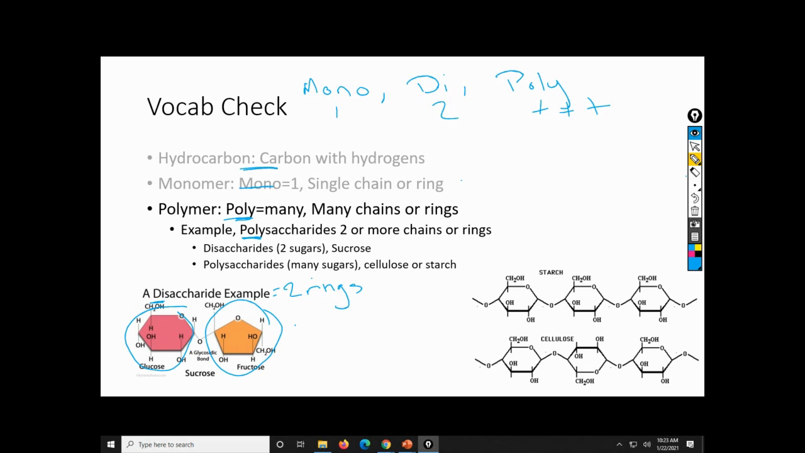Okay, so this is sucrose. Sucrose is functionally table sugar. Okay, so the stuff you put on your Cheerios. Okay, and then lastly, we have our polysaccharides.